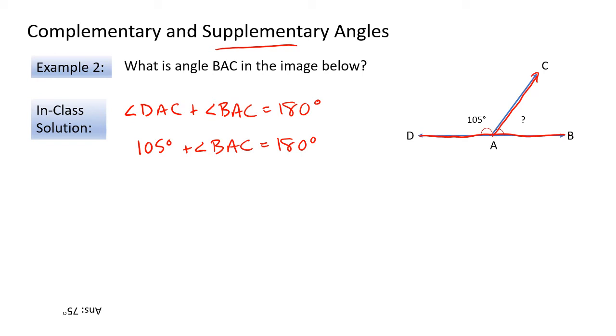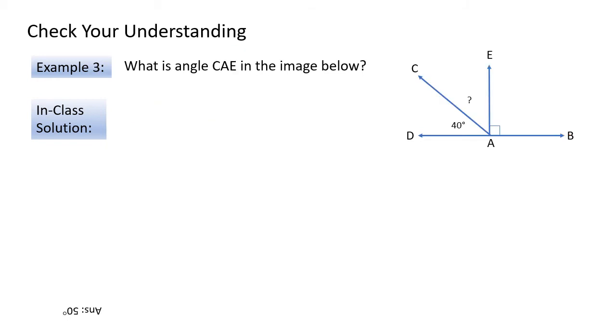So to solve for angle BAC, we just have to subtract 105 from both sides. So on the left side, negative 105 plus 105 cancels. And we're left with angle BAC is equal to 180 degrees minus 105 degrees, or 75 degrees. Okay? So let's look at a second example.